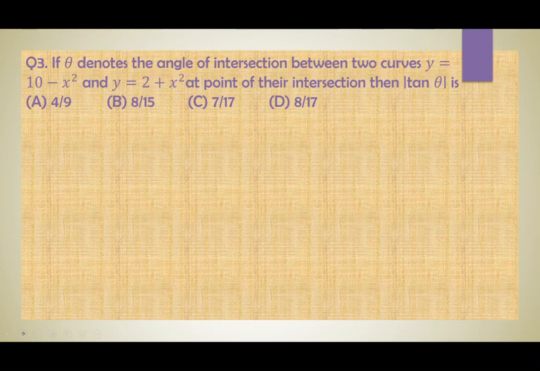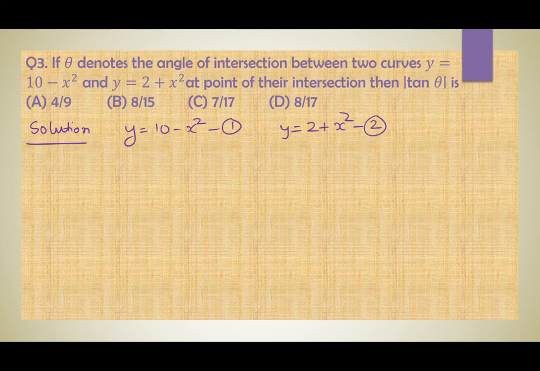If theta denotes the angle of intersection between two curves y equal to 10 minus x square and y equal to 2 plus x square at the point of their intersection, then mod of tan theta is. Okay, this has appeared in the JEE examination in 2019. So let's just start with the solution here. Let's look at the given data. There are two curves: y is equal to 10 minus x square, this is of course 1, and y is equal to 2 plus x square, this expression is of course 2.